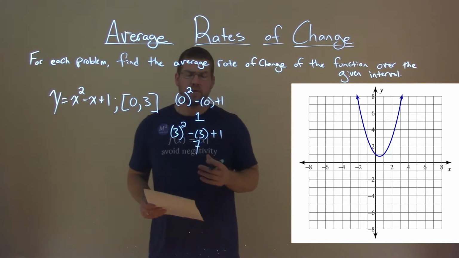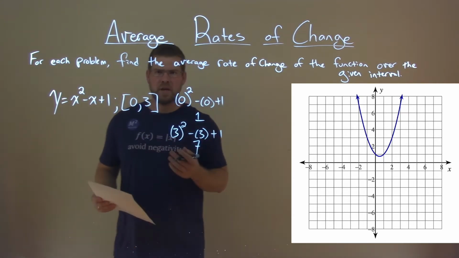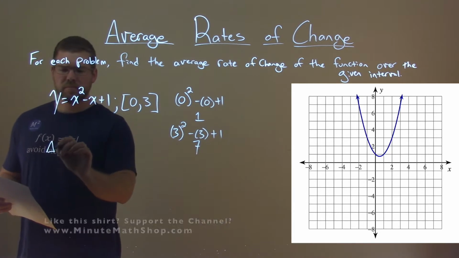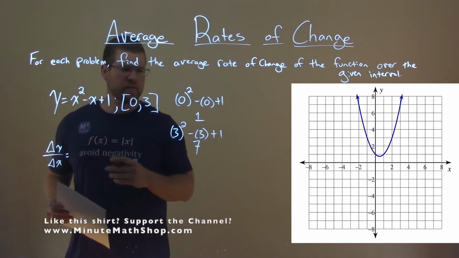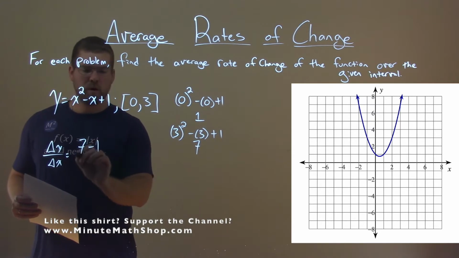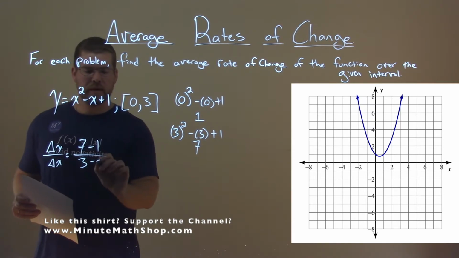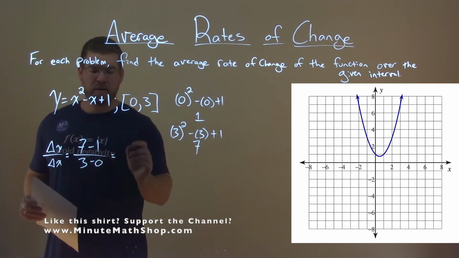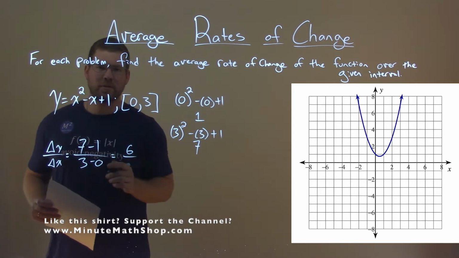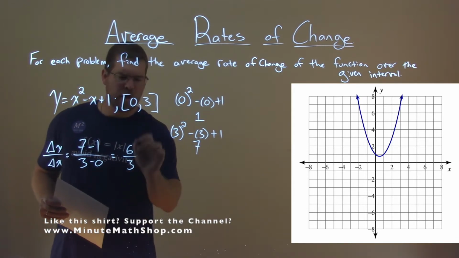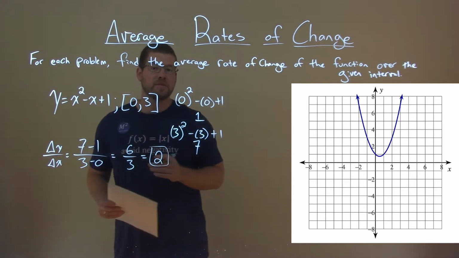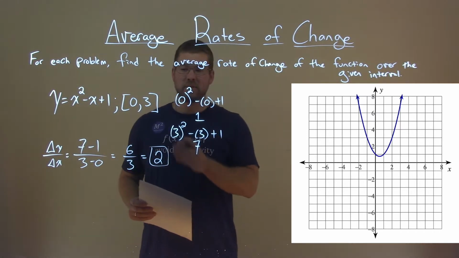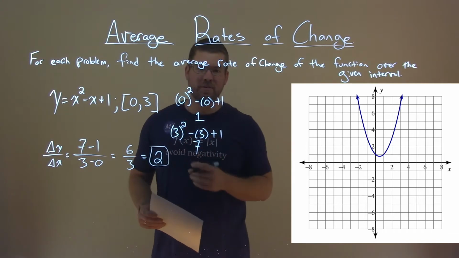So now we have to use our formula for the average rate of change, our delta y over our delta x. Change in y over change in x. 7 minus 1 over 3 minus 0. 7 minus 1 is 6, and 3 minus 0 is 3. And 6 divided by 3 is 2. So our average rate of change for this function over the interval from 0 to 3 is 2.